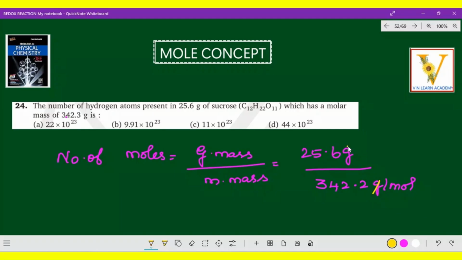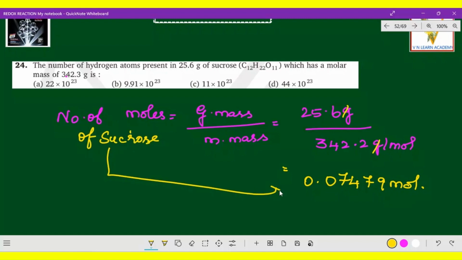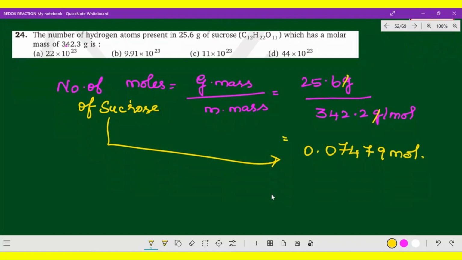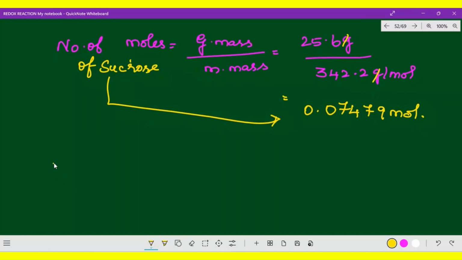So gram will be cancelled, and the answer is 0.07479 mole, the number of moles of sucrose. Now the next point is the number of hydrogen atoms present in the sucrose: the number of moles of hydrogen atoms, the moles of atoms present in sucrose.